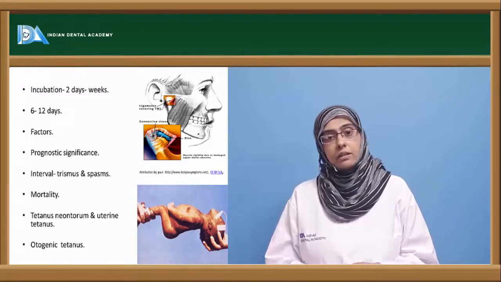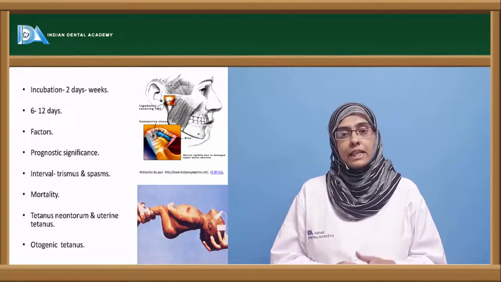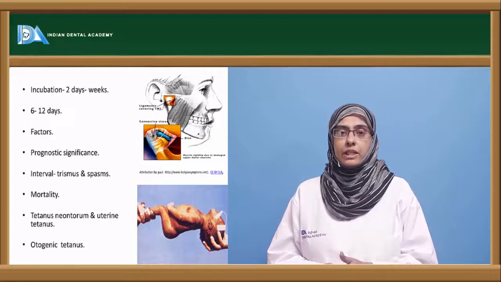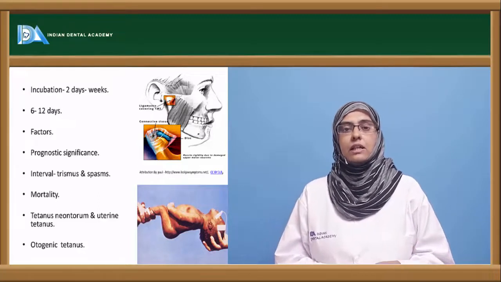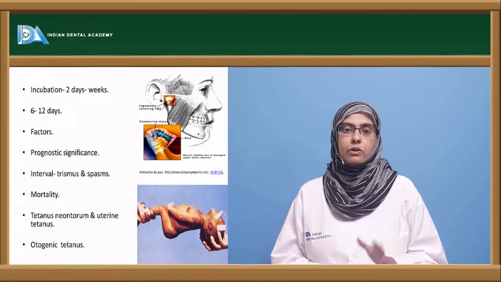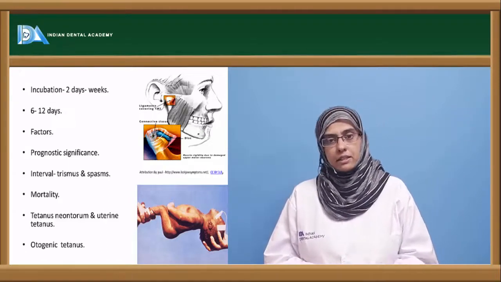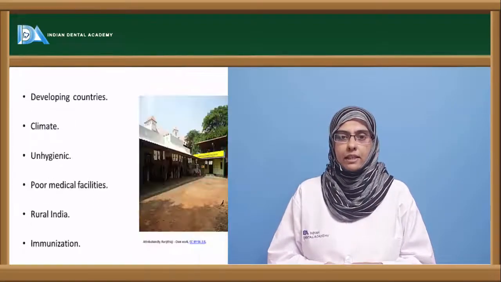treated, and even in individuals who are given treatment, the mortality rate can be 15 to 50%. In cases such as tetanus neonatorum and uterine tetanus, the mortality rate is about 70 to 100%, and autogenic tetanus usually shows a lower mortality rate.